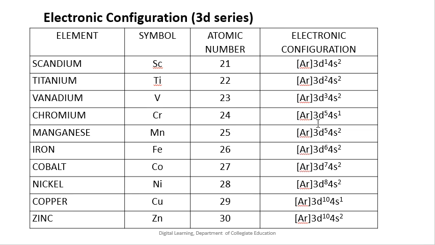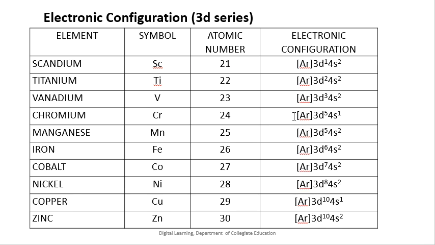Chromium has a configuration of argon 3d5 4s1 instead of argon 3d4 4s2. Manganese has a configuration of argon 3d5 4s2. Iron has a configuration of argon 3d6 4s2. Cobalt has a configuration of argon 3d7 4s2. Nickel has the configuration of argon 3d8 4s2. Copper has the configuration of argon 3d10 4s1. Zinc has a configuration of argon 3d10 4s2.